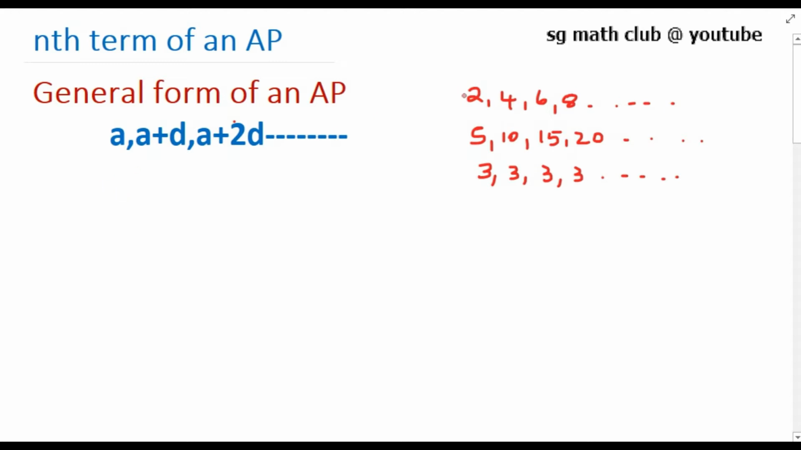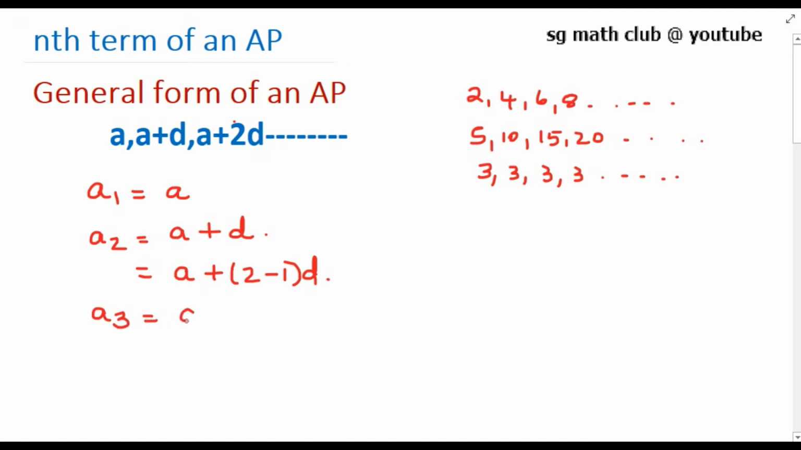So here each number listed in this AP we call a term. So first term is 2, second term is 4, third term is 6, etc. The same way, in the general form I can write first term as a, second term as a plus d. This a plus d I can write as a plus (2 minus 1) into d, because 2 minus 1 is 1 only. Now the third term they have given as a plus 2d. So I can write it as a plus (3 minus 1) into d.